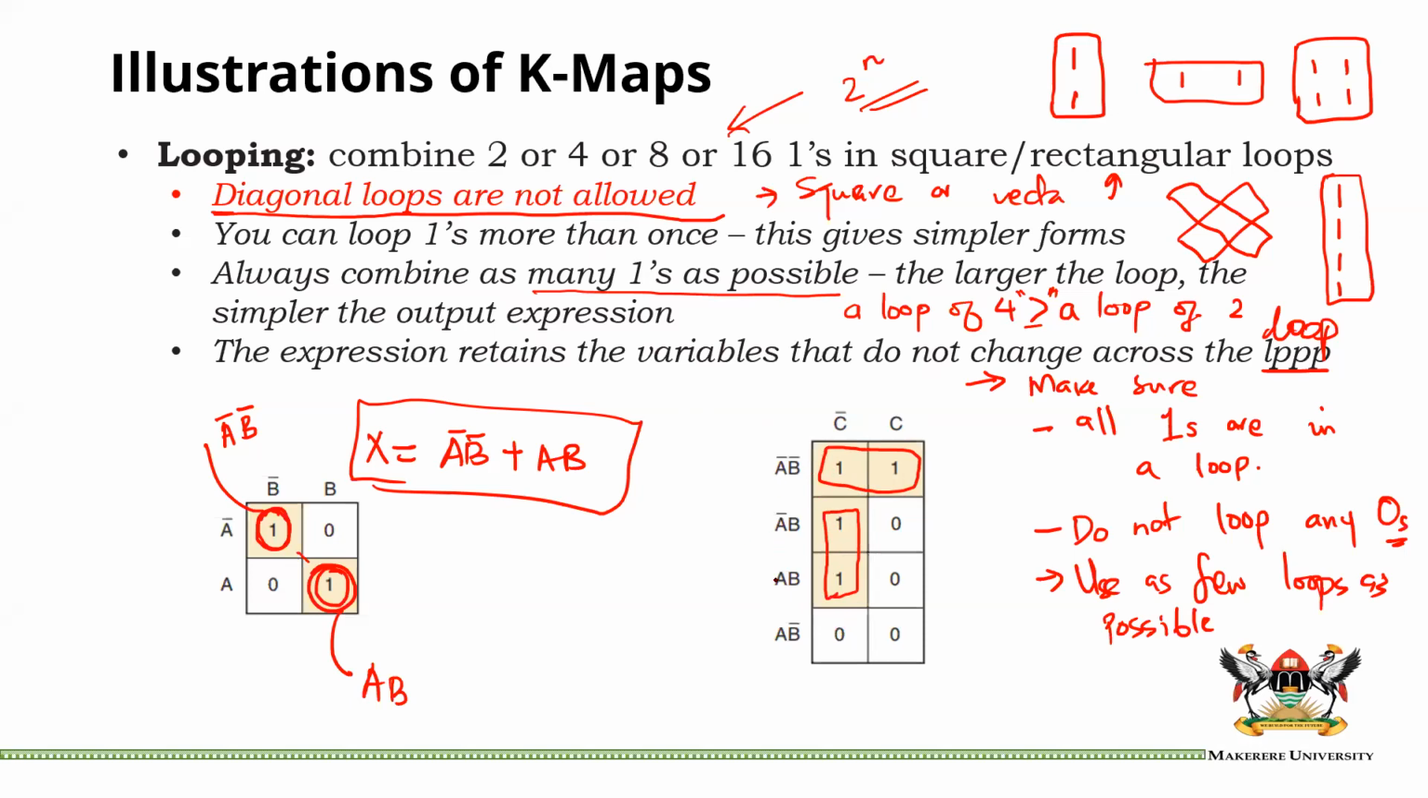If we look at this now, the expression retained. This last statement says that the expression retains variables that do not change across the loop. So for example, this loop here, what is its expression? We look at this side. We look in both directions. You can see that you have a 1 in A inverse B inverse, and also this one really corresponds to A inverse B inverse. But across the loop, if we are looking vertically here, we can see that for this position, we have C inverse in position C, meaning that C has changed.